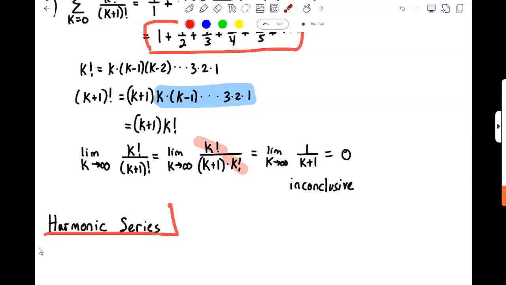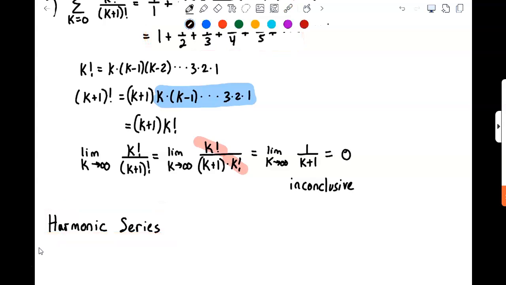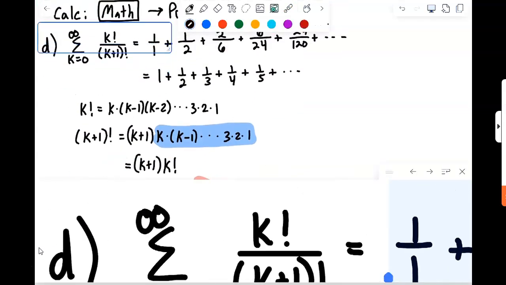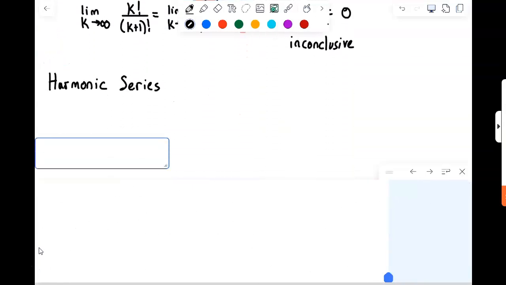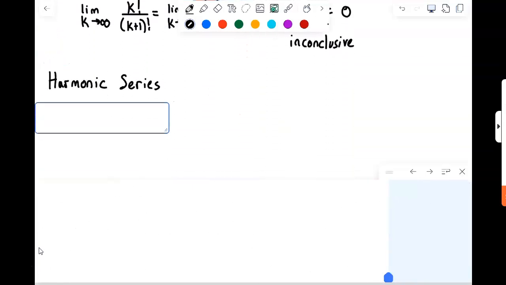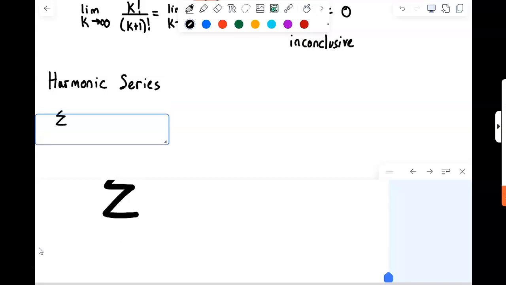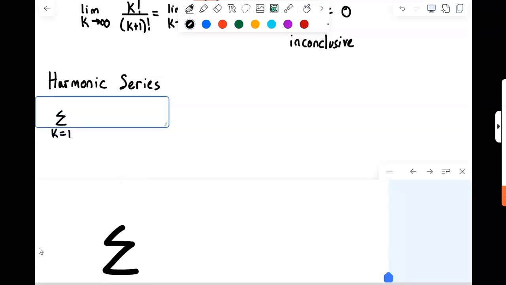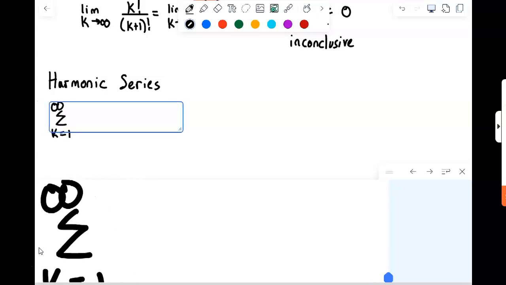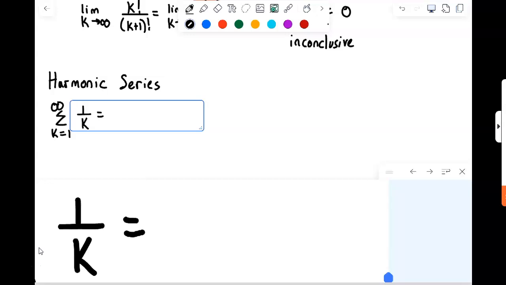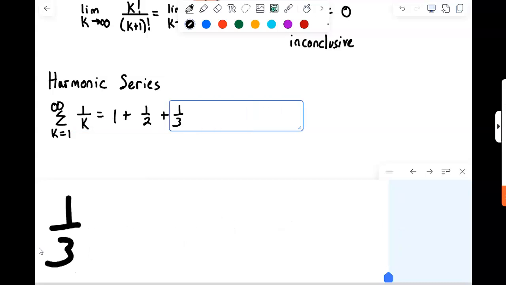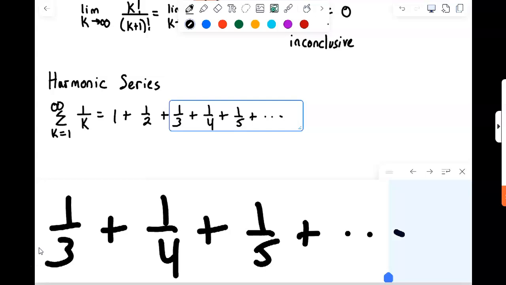Okay, this sequence here is actually called the harmonic series. The simplest way to write it, we can get away from this complicated notation here and actually write this series as the sum as k goes from 1 to infinity of 1 over k, which is 1 plus 1/2 plus 1/3 plus 1/4 plus 1/5, and so on forever.